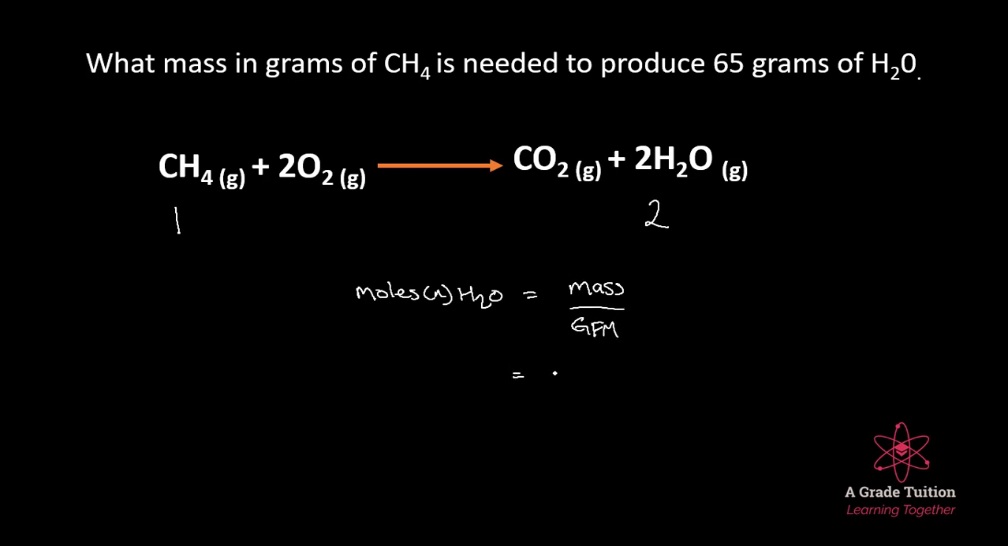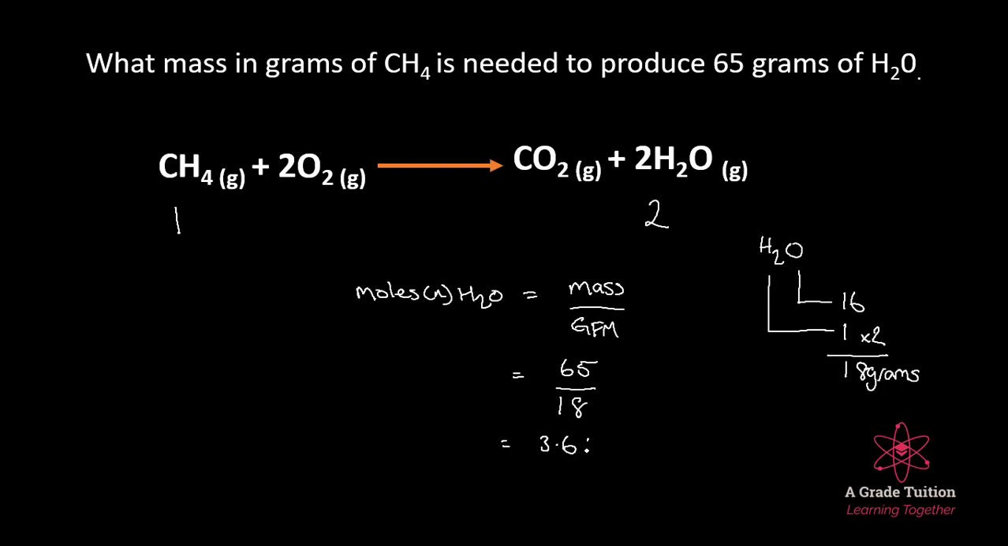That is equal to 65, and the GFM of water can be worked out from your data booklet. Again, oxygen is 16, hydrogen is 1, and there's 2 of them, so the gram formula mass is 18 grams. So we say 65 divided by 18, and this gives you 3.61 moles.